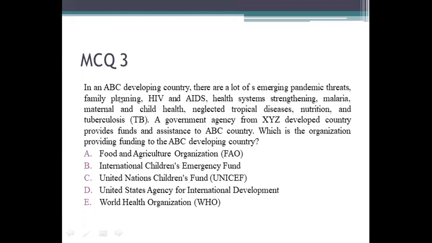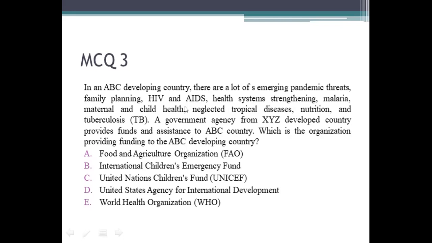MCQ 3. In an ABC developing country, there are a lot of emerging pandemic threats, family planning, HIV/AIDS, health system strengthening, malaria, MCH health problems, neglected tropical diseases, nutrition, and tuberculosis. A government agency from XYZ developed country provides funds and assistance to the ABC country. Which is the organization providing funding to ABC developing country? A. Food and Agriculture Organization, B. International Child Emergency Fund, C. United Nations Children's Fund, D. United States Agency for International Development, or E. WHO.